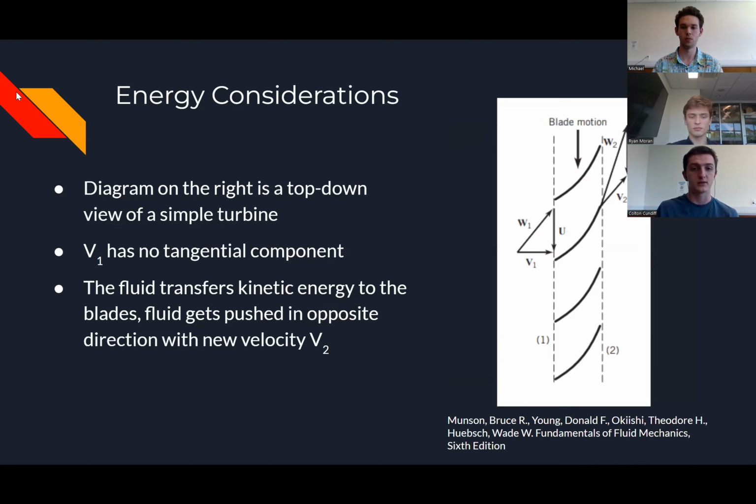For a turbine, it is very similar. v1 initially has no tangential component. It is axial velocity. As it moves towards the turbine, it comes in contact with the blades. But unlike the pump, which pushes the fluid in the same direction of its blades, the fluid pushes the blades in the opposite direction of its new velocity. Through the conservation of momentum, as the blades get pushed down, the fluid gets pushed up, once again with a new tangential component of velocity in v2.